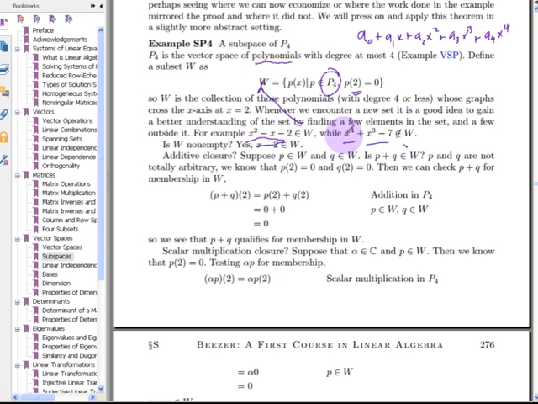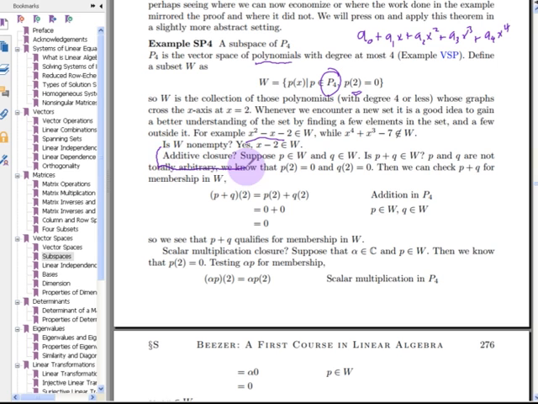This polynomial, if you plug in 2, you get 2 to the 4th, 16, plus 2 to the 3rd, 8, so that's 24 minus 7, which is certainly not 0. So this is not in W. Okay. So in order to determine whether W is a subspace of the set of polynomials, all I have to do is verify the two properties, additive closure and scalar multiplication closure.